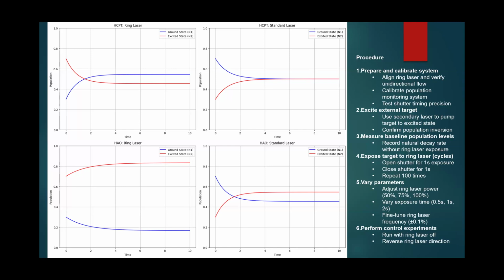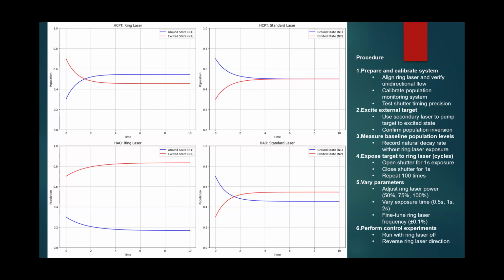The procedure for carrying out these tests begins with preparing and calibrating our system. We also calibrate our population monitoring system and test the shutter's timing precision. Then we excite our external target via a secondary laser. Before introducing our ring laser, we establish a baseline in which we record the natural decay rate of our excited target without any ring laser exposure. This gives us a control to compare against our subsequent measurements.